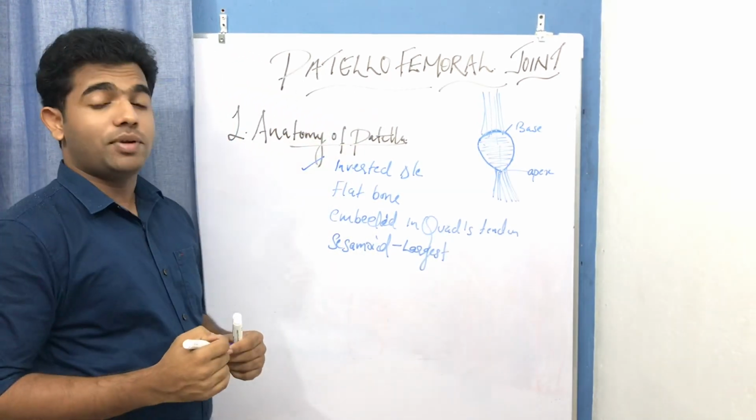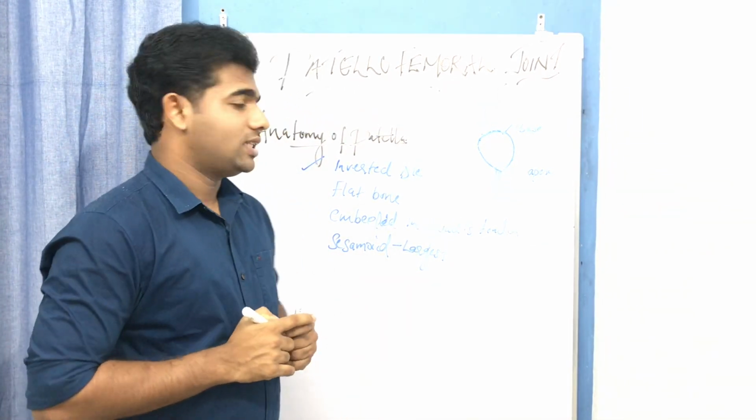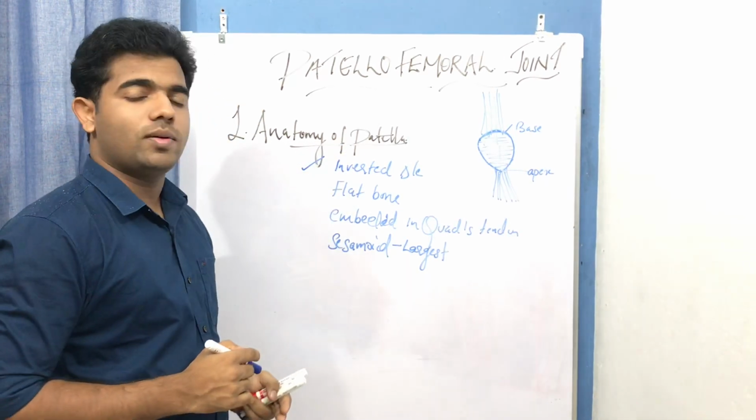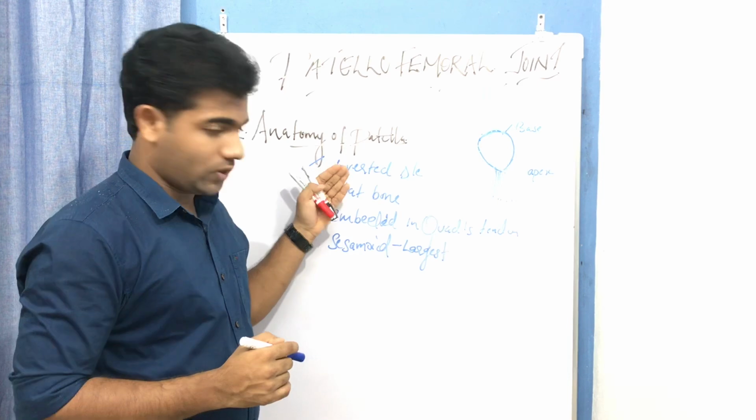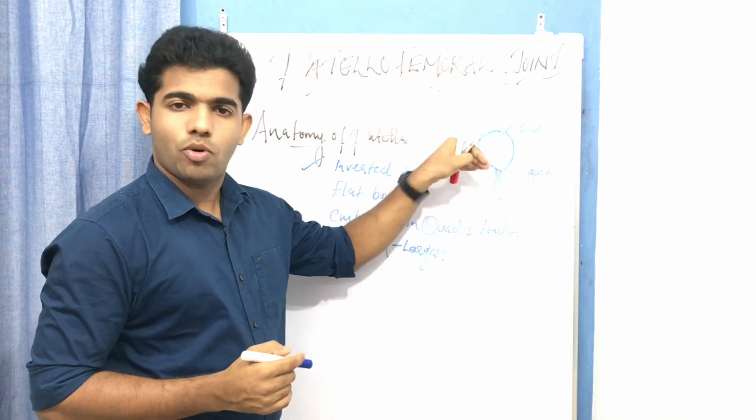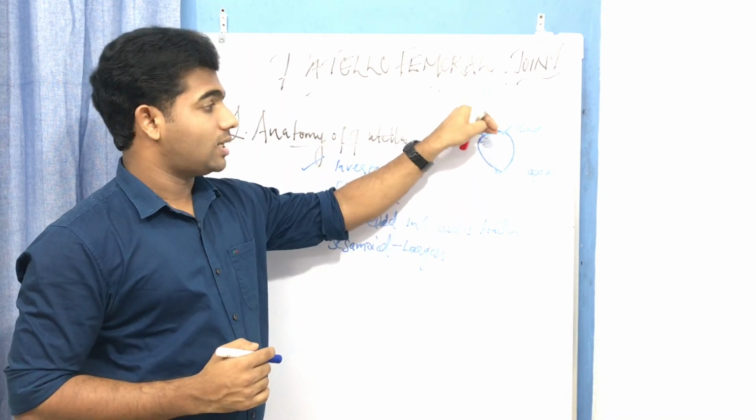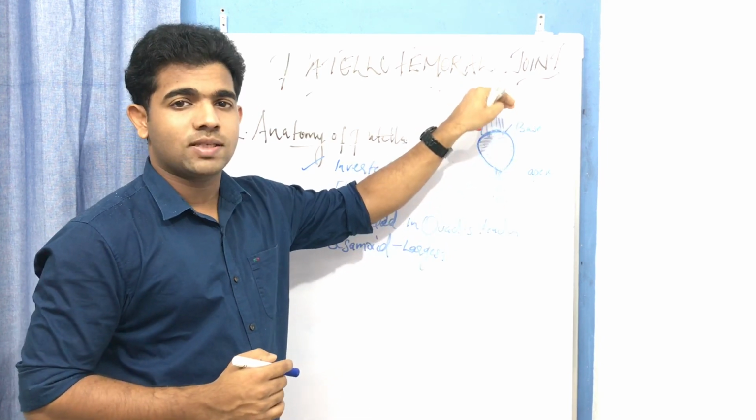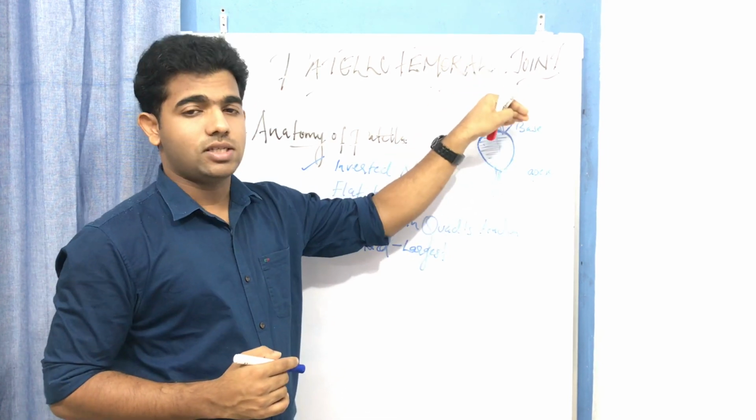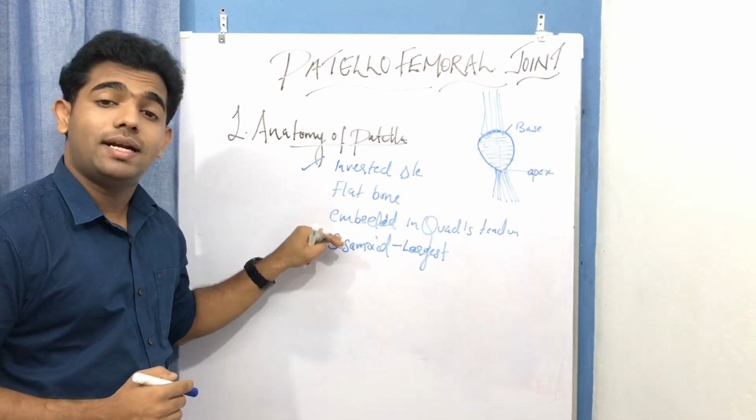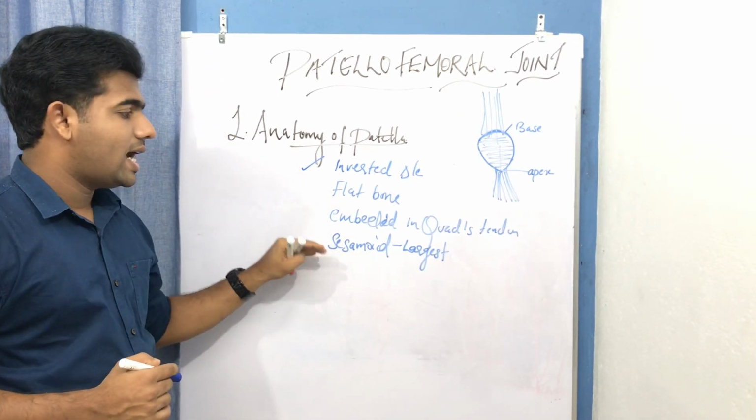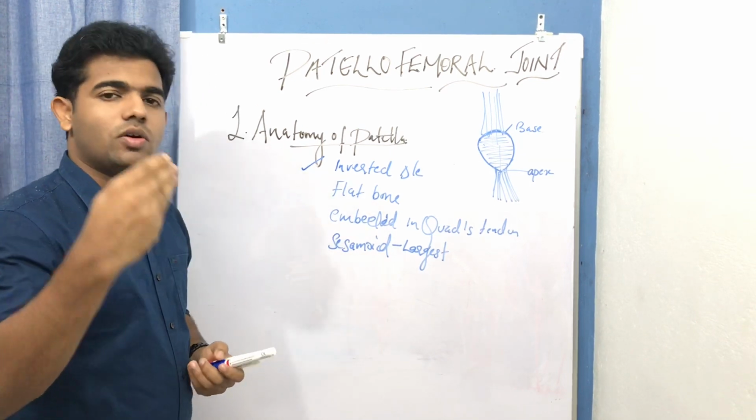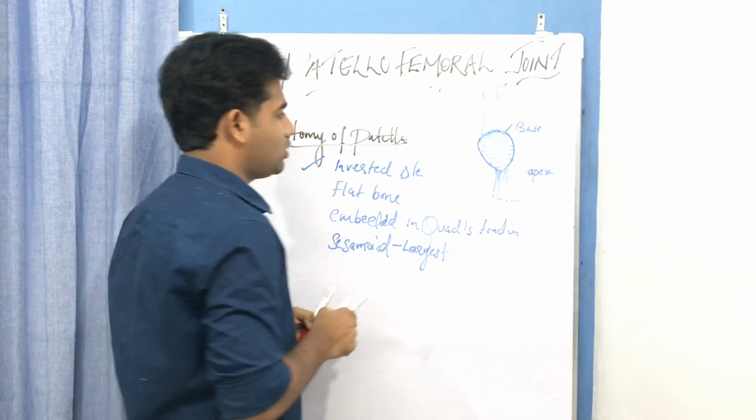Yes, that's a brief anatomy of the patella. That is, patella is an inverted triangle shaped bone which is flat, of course. Its apex is pointed downwards, and base is at the top, which is the site of the quadriceps muscles insertion. It is embedded in the quadriceps tendon, and it is a sesamoid bone, right? Now we move on to the next aspects.